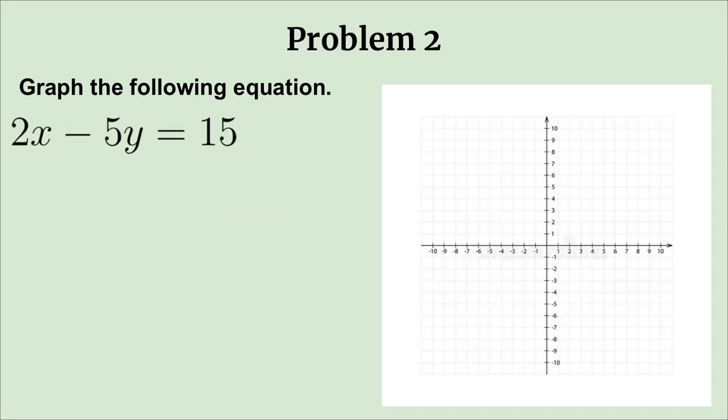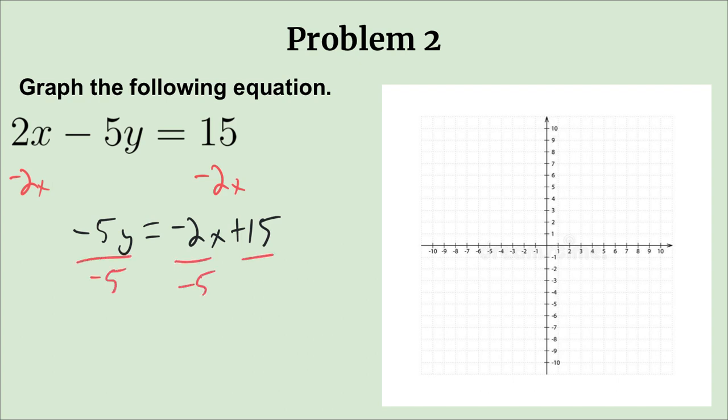So for the one on tonight's homework, subtract 2x from both sides. We get -5y equals -2x plus 15. Remember, we can't add these together because they're different terms. One has an x, the other one doesn't, so we have to leave them separate. Then we'll divide everything by -5. And we get y equals 2/5 x. The negatives here cancel out, minus 3.